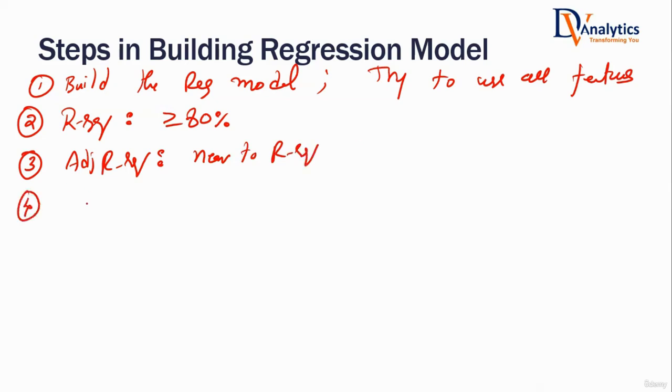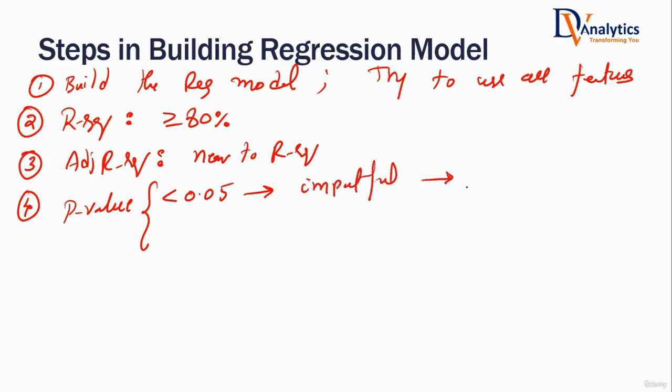After that, what is the next step? Check the p value. What does p value tell you? What is the use of checking the p value? The impactfulness of the feature, whether the feature is impactful or not impactful. Tell me, how do you choose? Less than 0.05, then that feature is impactful. Keep or drop? So keep.